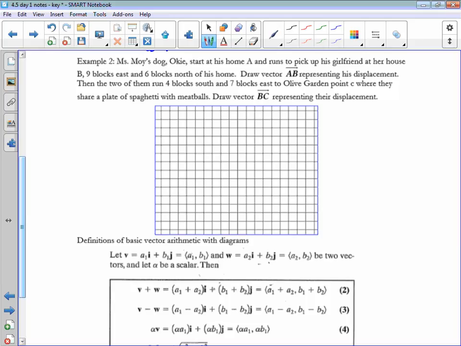So you get to pick wherever you want A to be. I see from A he's running east and north, so I probably want to start somewhere on the left-hand side of the graph for my point A. So I'm just going to pick, say there's A. That is Oki's home. Okay? So 9 blocks east and 6 blocks north. What does that mean? Yeah, like you're literally just counting 9 blocks to the right and then 6 blocks up.